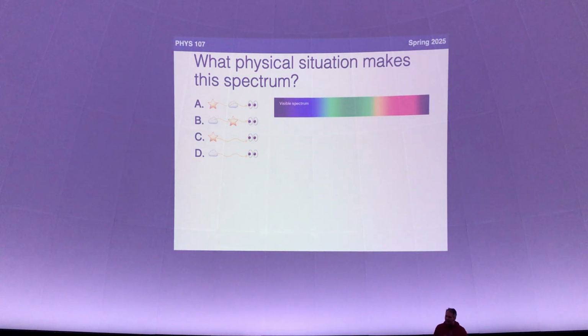All right, if I just see the visible spectrum, which one of these can it be? What's the most likely one? Everybody agrees that that's just C, the star. If I'm seeing emission lines, which one of these is it? Fantastic.